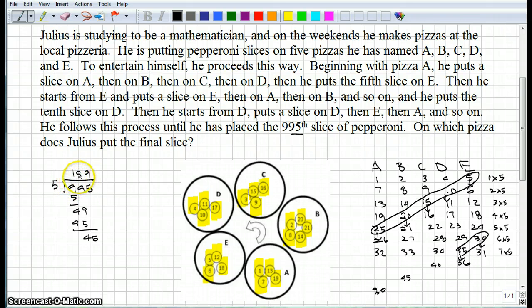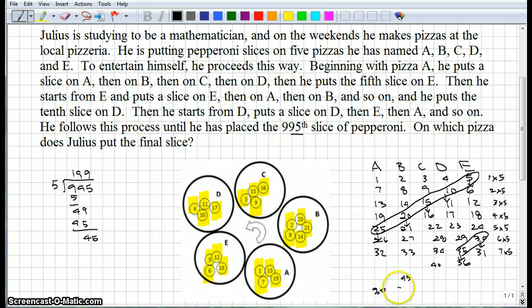Okay, so we're going to end up here in the 199th row, which makes sense because if he's got 5 pizzas, he's going to put 199 slices on each pizza, which is a lot of pepperoni there. He must have been daydreaming and thinking about this problem. That's what mathematicians do. So, all right. Okay, so now we're down here in the 199th row.